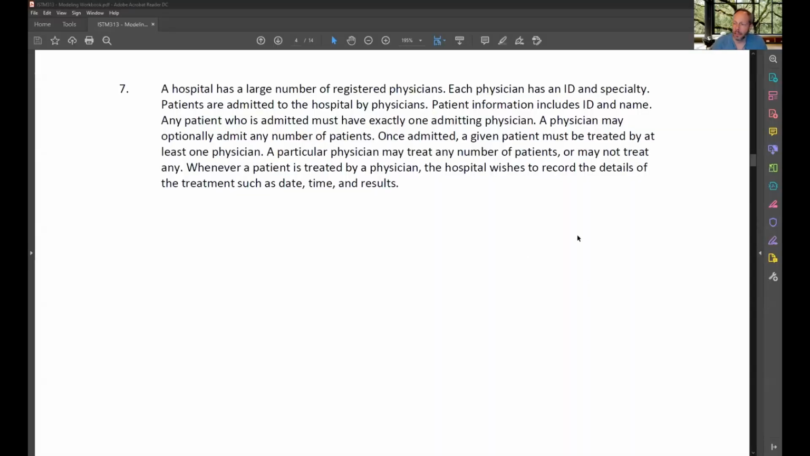All right, so this is our meeting on February 2nd, and we're going to work through some more of our workbook examples today. Specifically, we're going to start with problem 7. This problem deals with the hospital, which has a large number of registered physicians, and each physician has IDs and specialties, and we're dealing with their relationship with patients. So there's a lot going on here.